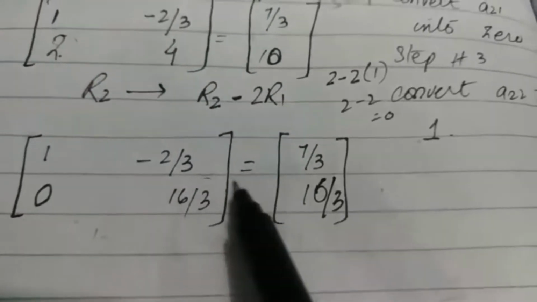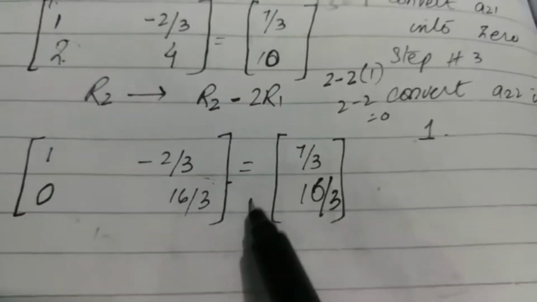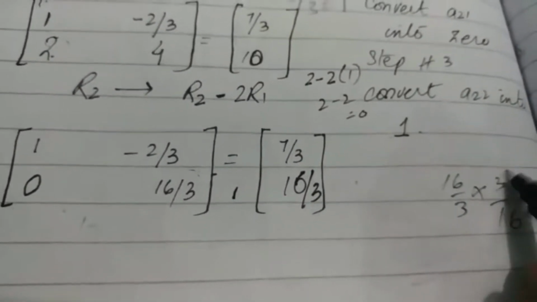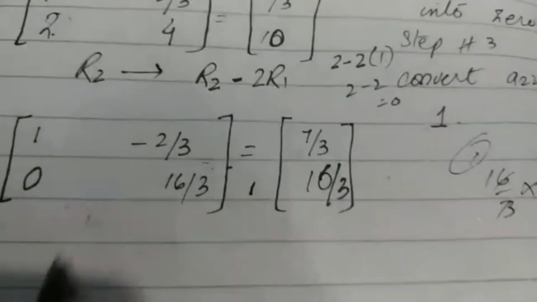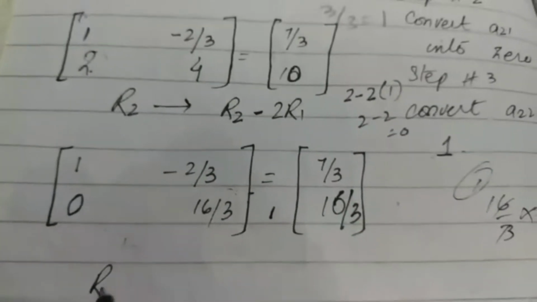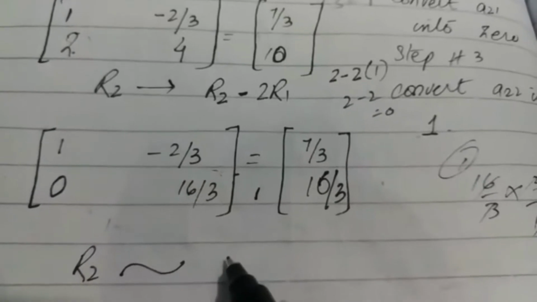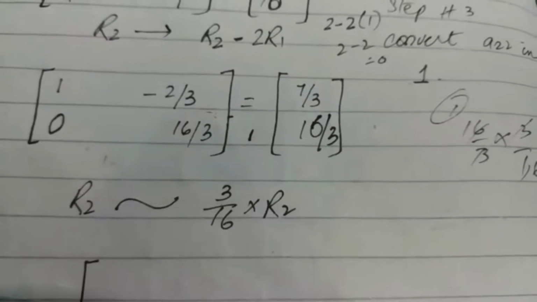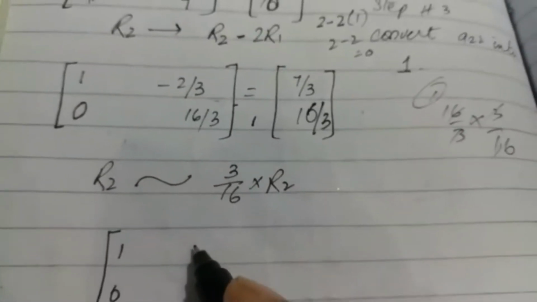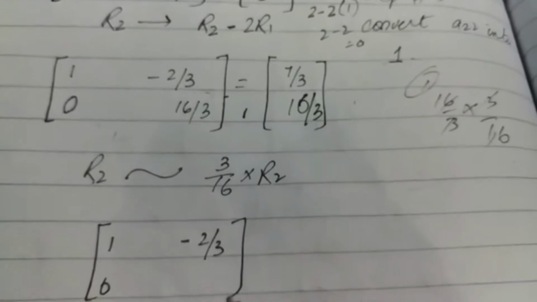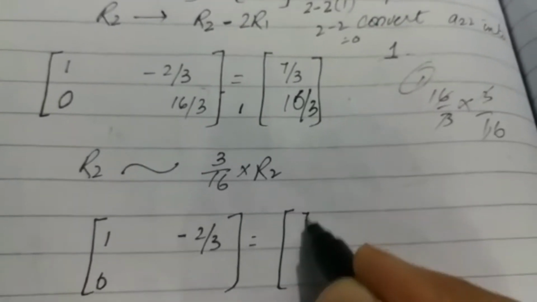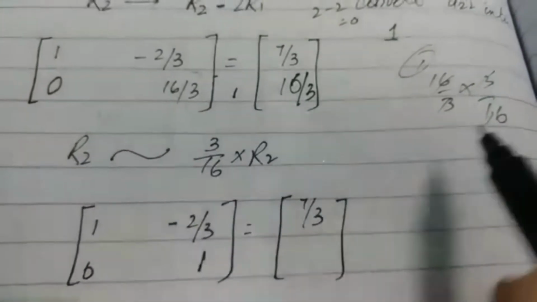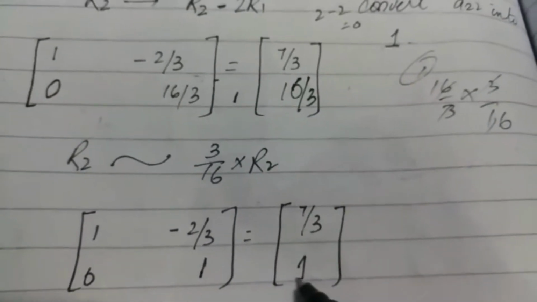Now the last element of the diagonal needs to be 1. It is 16 upon 3. Multiply with the reciprocal, 3 upon 16, and we get 1. So the change in R2 is 3 upon 16 multiplied by R2. So we have 1, 0, minus 2 upon 3 the same, 7 upon 3 the same. 16 upon 3 becomes 1, and the constant 16 upon 3 also becomes 1.